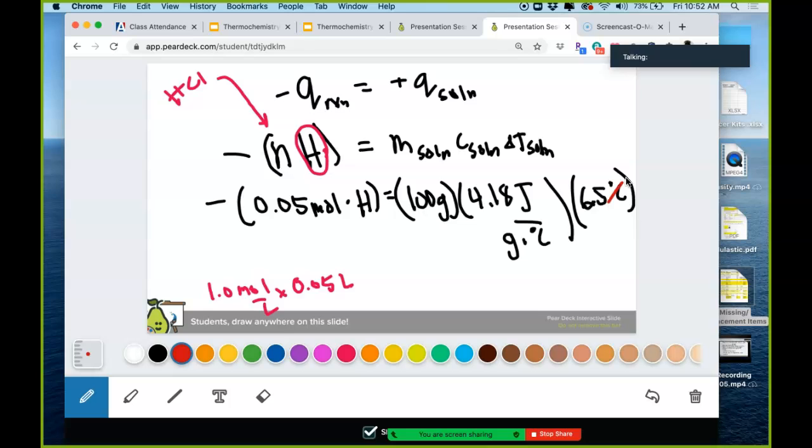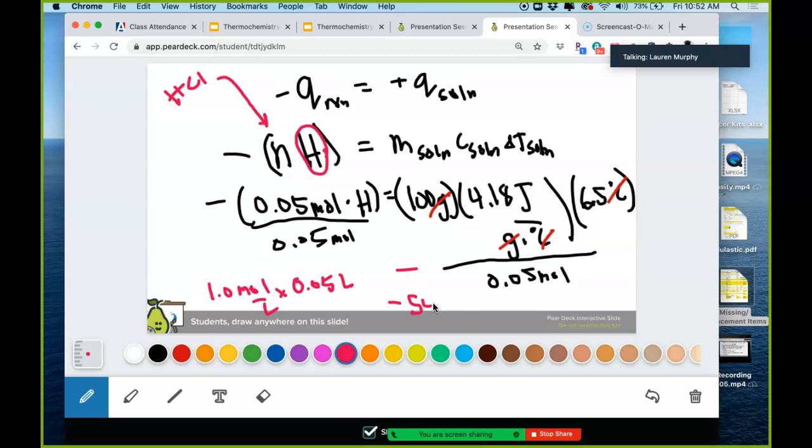Okay, so look at that: Celsius cancels, grams cancel. All right, divide by 0.05 moles. And then remember, you got to move that negative sign over, so I'm going to put the negative out in front here. So you end up with joules per mole. Now they ask for it in kilojoules per mole, so you'll have to divide by 1,000 to get it in kilojoules per mole. And if I'm not mistaken, I think the number was negative 54 kilojoules per mole.